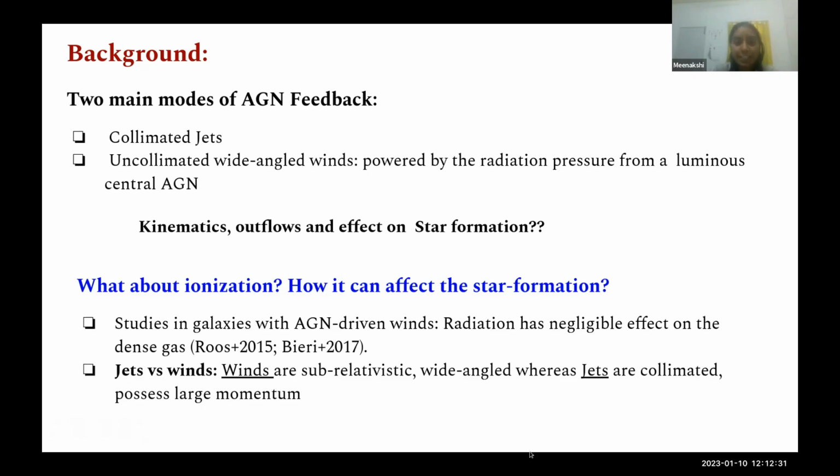But when you see jets, as compared to the winds, they are very low power. Although winds are wide angle, they don't carry a large momentum. Whereas jets are collimated, but they possess a large momentum and can affect the gas in a different way than the winds. And so the radiation from the central AGN can also have a different effect. That's what we have tried to explore in the first part of the study.